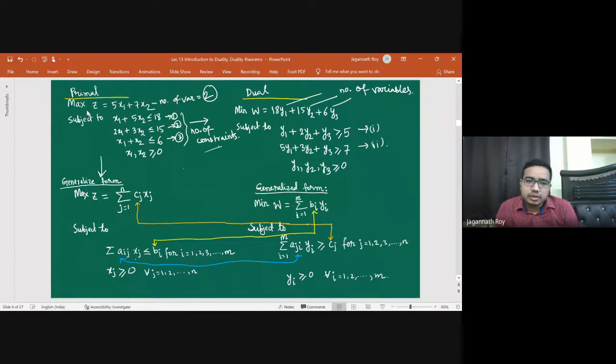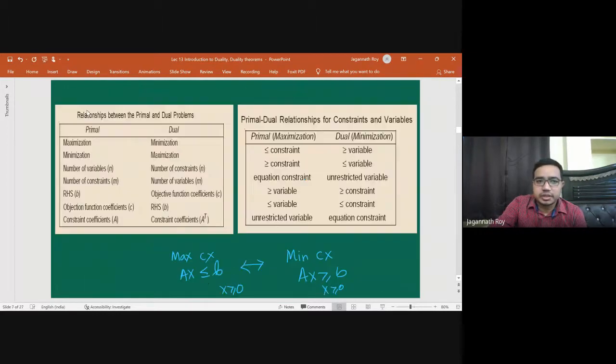We have also seen that the Cj are now the resource constraints, and the Bi are now the costs of this form. Of course, both Xj and Yi are greater than or equal to 0. We will take only non-negative values. That is one statement.